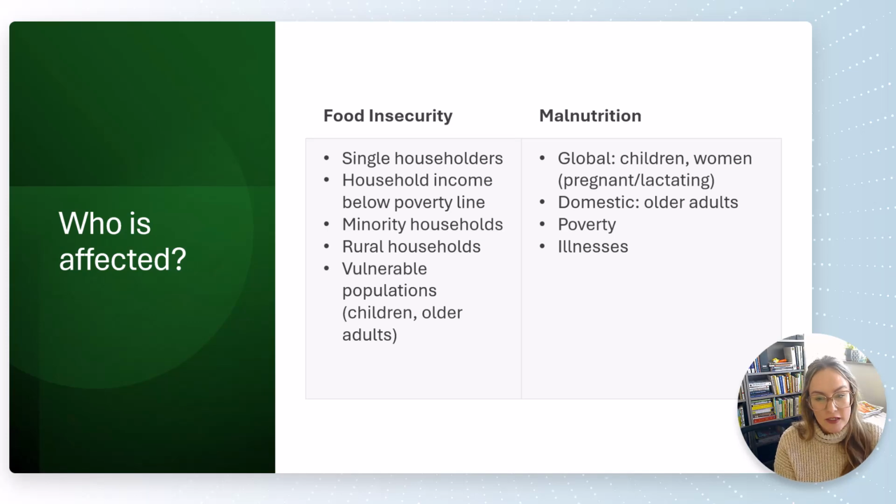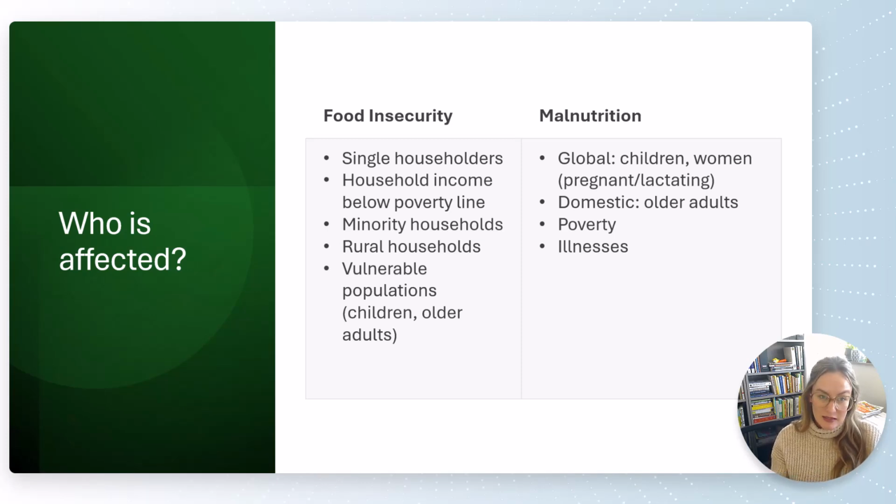Malnutrition has a couple of different groups that are affected depending on where you're looking at malnutrition. If you're looking globally at just world hunger, malnutrition in general, we're going to see children and women being impacted the most, especially women who are pregnant or lactating because their needs are higher. So they're more likely to experience malnutrition.